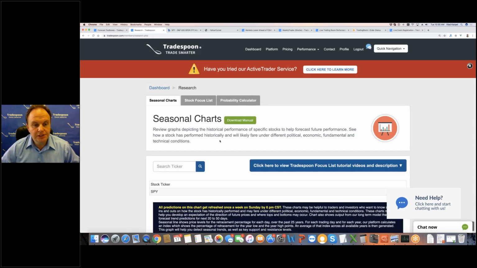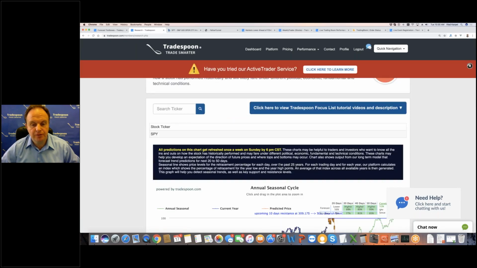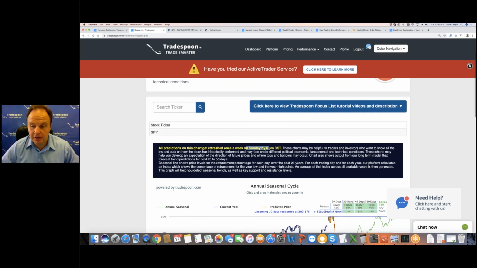Now looking at the seasonal chart, it's a different model. It's optimized to make predictions for the next 50 days. It looks at the past 25 years' worth of data, so it analyzes a lot more data and makes longer-term predictions. The model runs once a week, Sunday at 6 p.m. And right now for the Spiders, it shows 3 out of 4 predictions are higher.